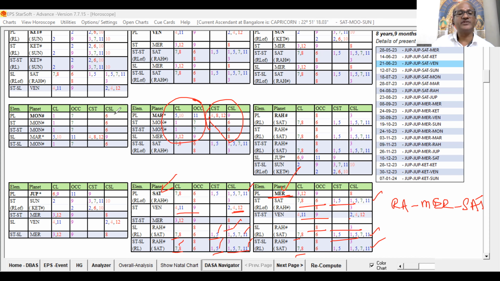And also, there is one theory called planetary interlink theory in EPS. It means what? The planet which is favorable for the marriage in the Dasa period, that planet's role will be playing significantly in the Bhukti and Antra.